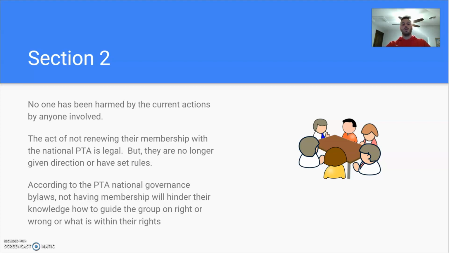The act of not renewing their membership with the National PTA is legal. It's within their rights, but they are no longer given direction or have a set of rules. According to the PTA National Governance Bylaws, not having membership will hinder their knowledge on how to guide the group on right or wrong or what is within their rights. So they just don't really have a roadmap of really what they can do and how they can act by not being a member of that national group.